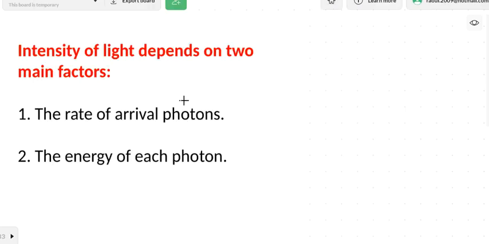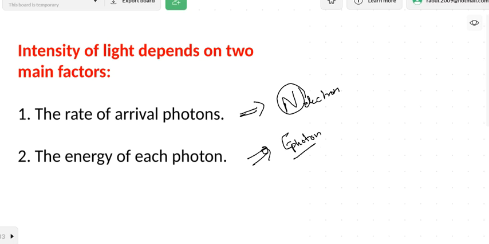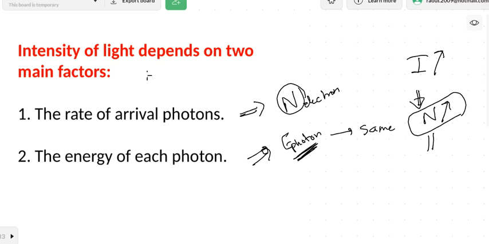So we realize from what we observed that the intensity of light depends on two main factors: the rate of arrived photons, which means the number of photons that reach the surface per time, and the energy of the photon. So when we do not change the light, the energy is the same. So every time we increase the intensity, this is the conclusion, we are increasing the number of used photons. So the result will be a higher current in the circuit. Again, all of this is under the condition that the energy of the photon is greater than or equal to the work function, otherwise intensity doesn't work. Okay.